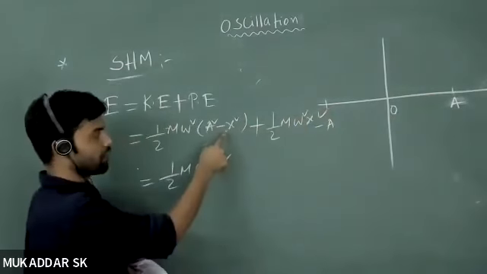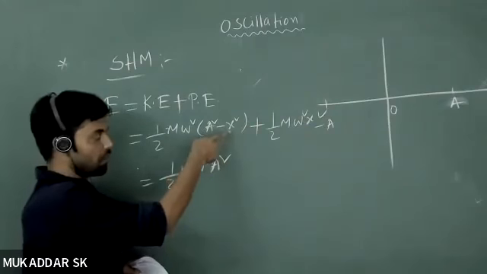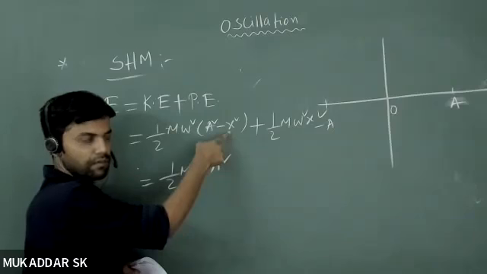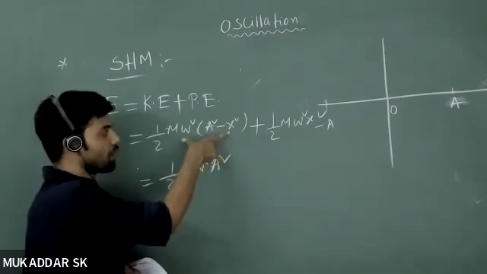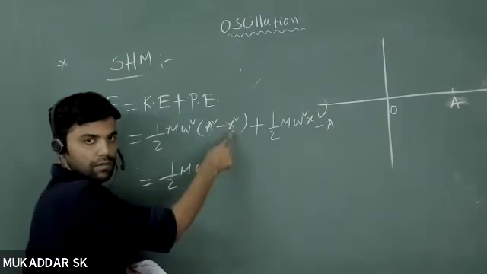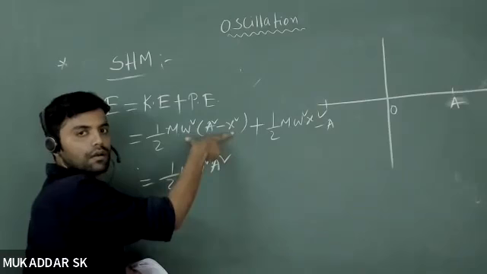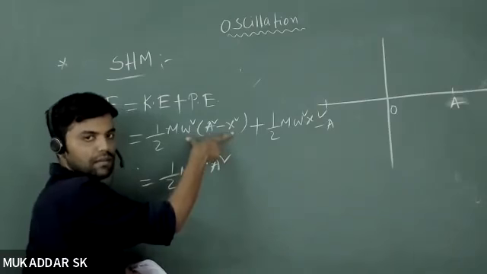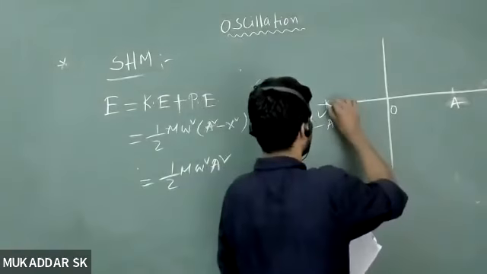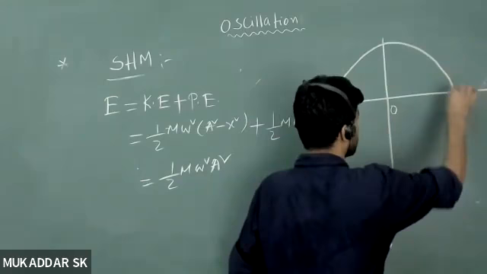If you put x equals to 0, your kinetic energy will be maximum because this is the kinetic energy term. x equals to 0 means equilibrium position. At this place, you will have maximum kinetic energy. But when you put x equals to a, x equals to a means that the oscillator is at extreme position. At that time you will have kinetic energy equals to 0, and that is basically minimum kinetic energy. So the kinetic energy plot will look like this.